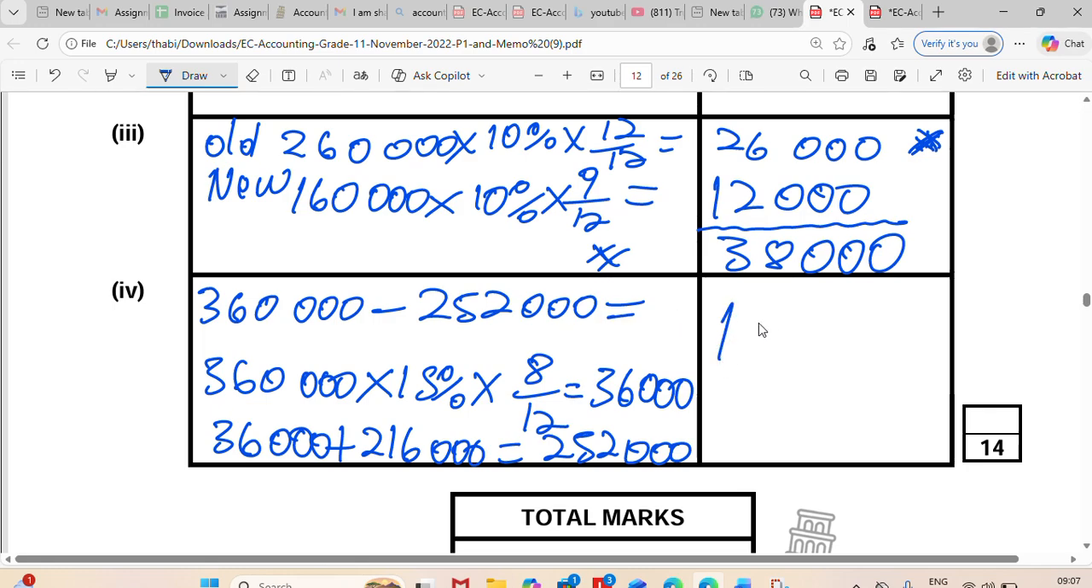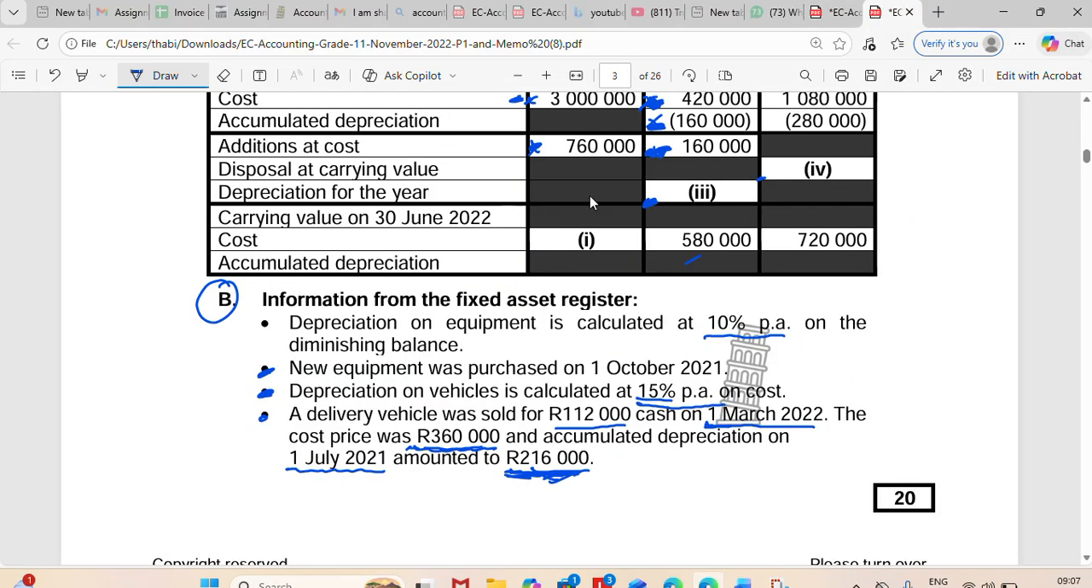We'll have the carrying value on the day of sale, the disposal, of 108,000. Okay, remember what we're calculating here. We're calculating the disposal at carrying value. So on the fixed asset note, we record the disposal at carrying value. Right, so I hope you did understand that.